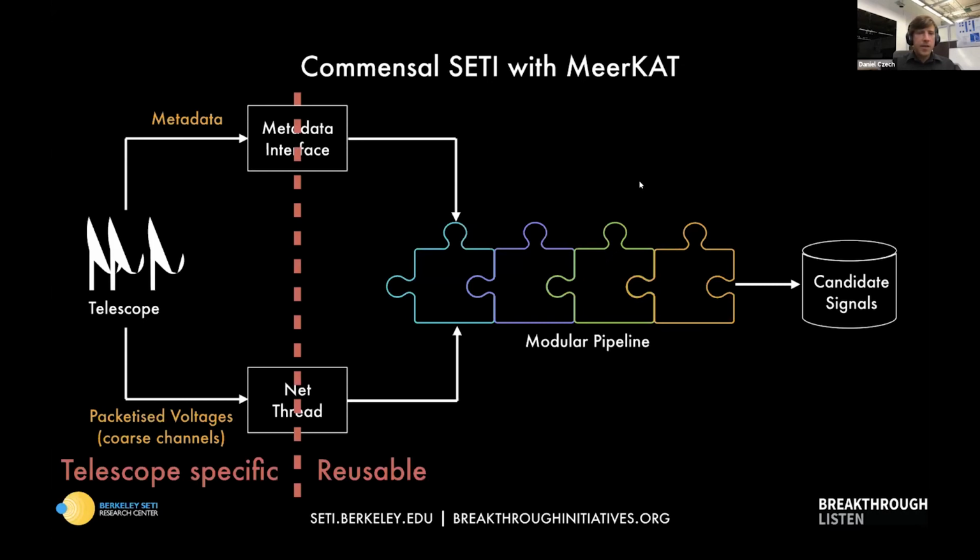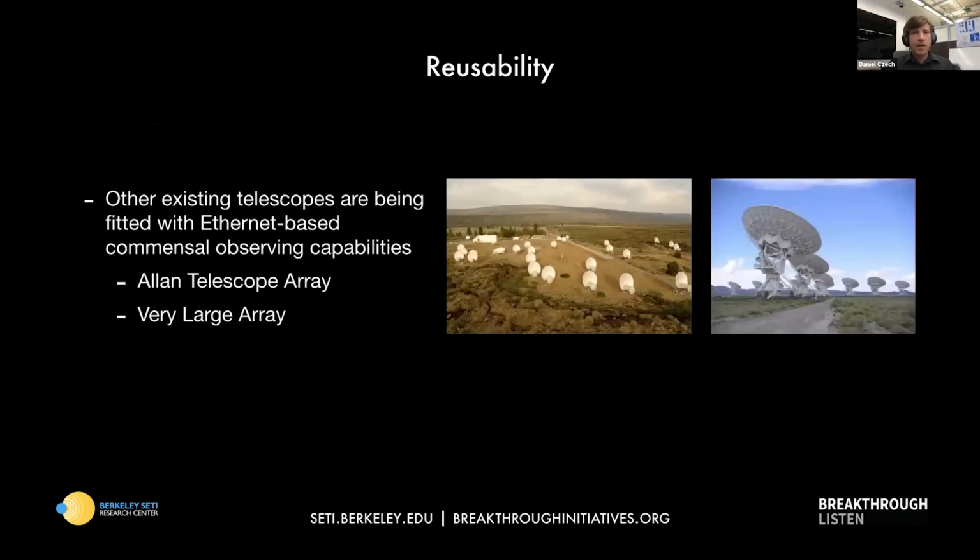Okay. Another thing that I wanted to mention is that what we're working on here, some parts of it will be reusable. So the interface with the telescope itself is specific to MeerKAT, but some of the latter stages, including the modular pipeline, will be reusable by other SETI systems. And I would also note here that other existing telescopes are being fitted with Ethernet-based commensal observing capabilities, such as the Allen Telescope Array and the Very Large Array.